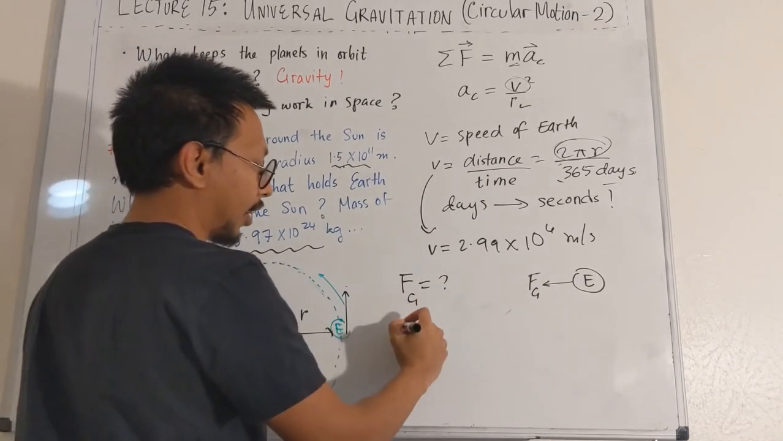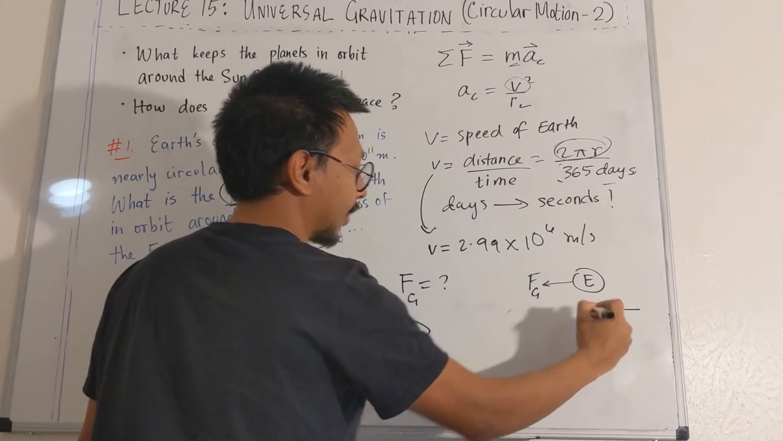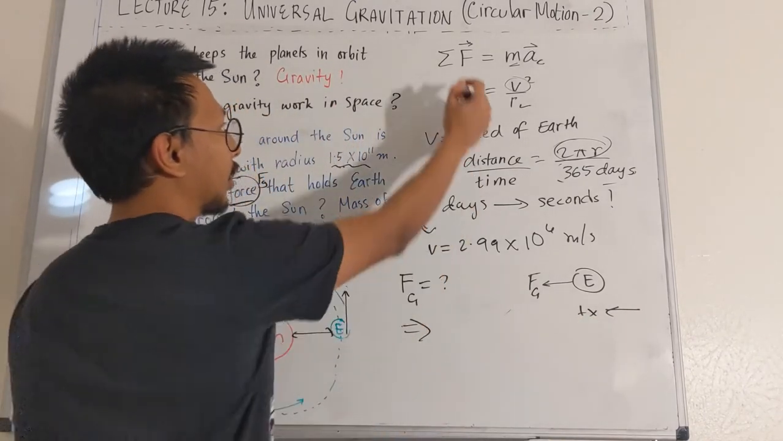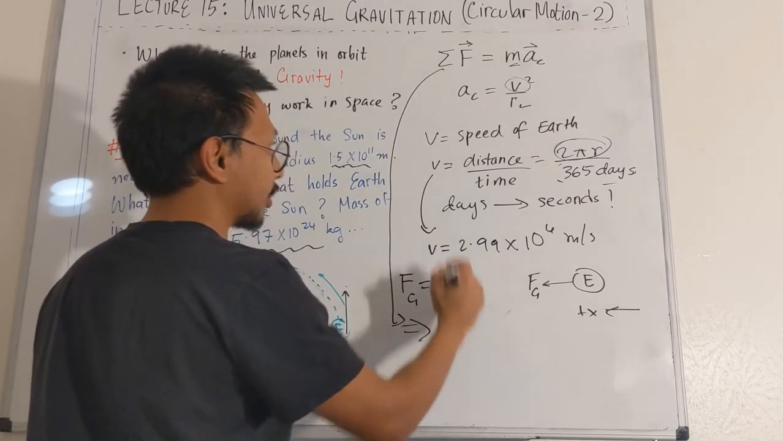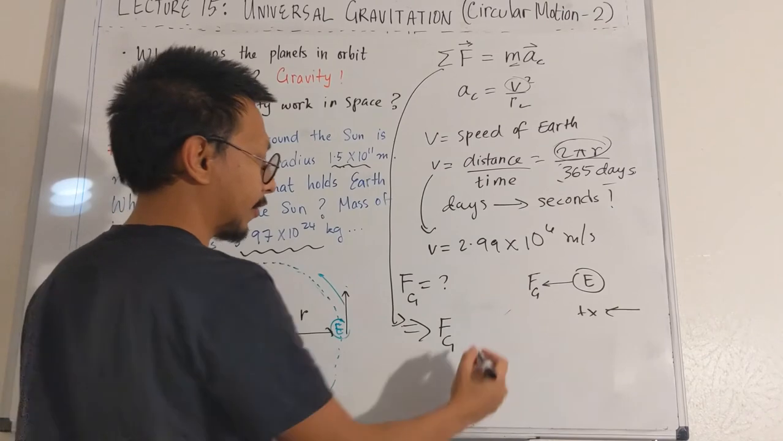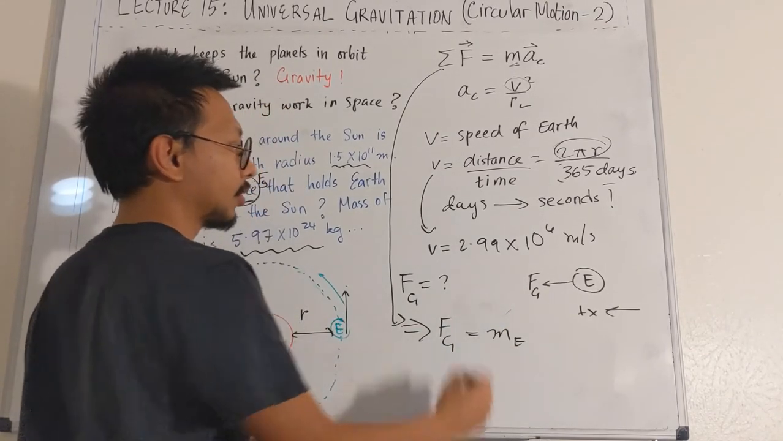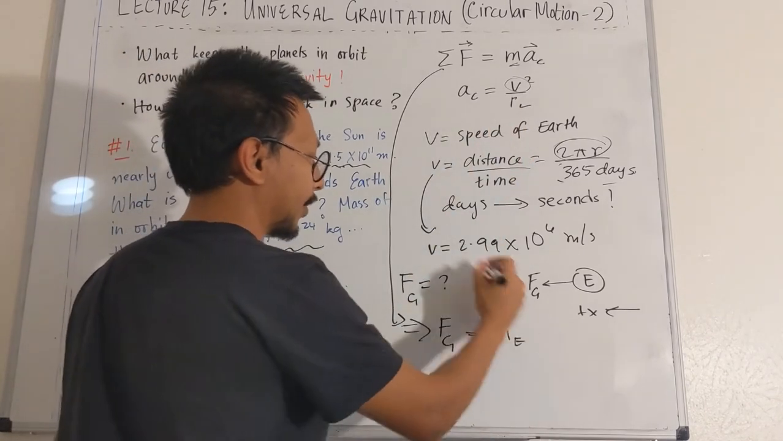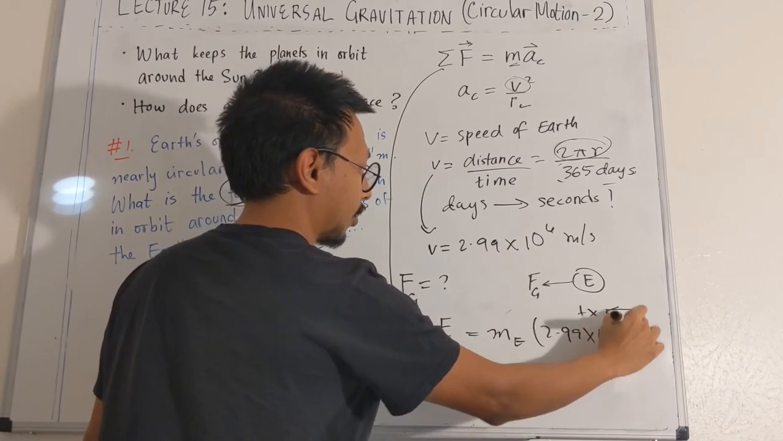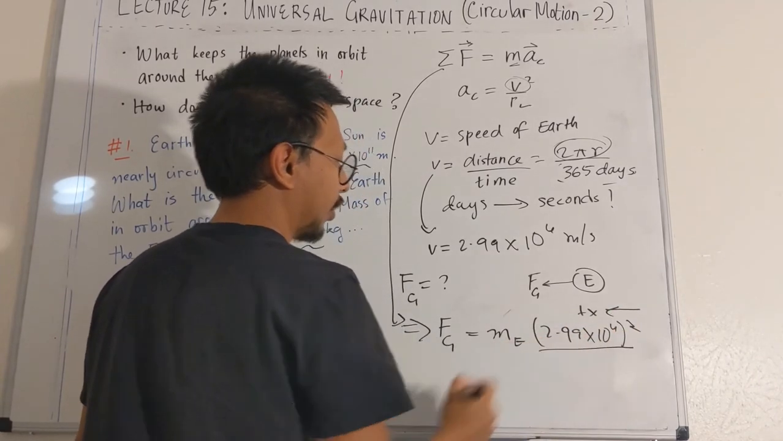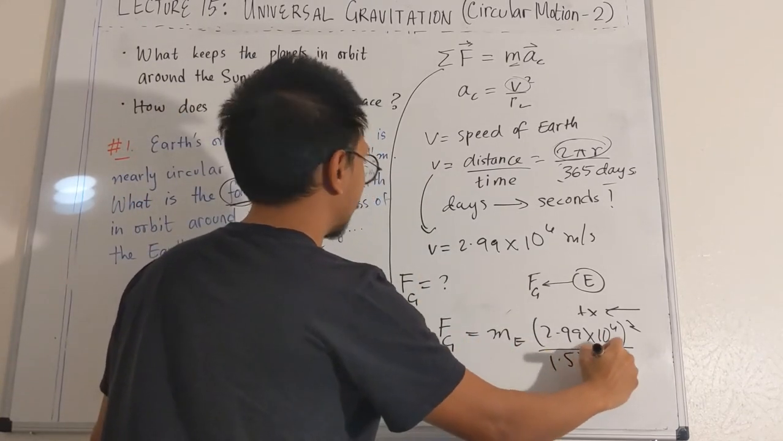Therefore, we also choose this direction to be positive x and write Newton's second law equation as follows. Fg, the summation of all the forces in this x direction, equals the mass of Earth times v squared over r. V squared is (2.99 times 10 to the 4) squared over r. R is 1.5 times 10 to the 11.